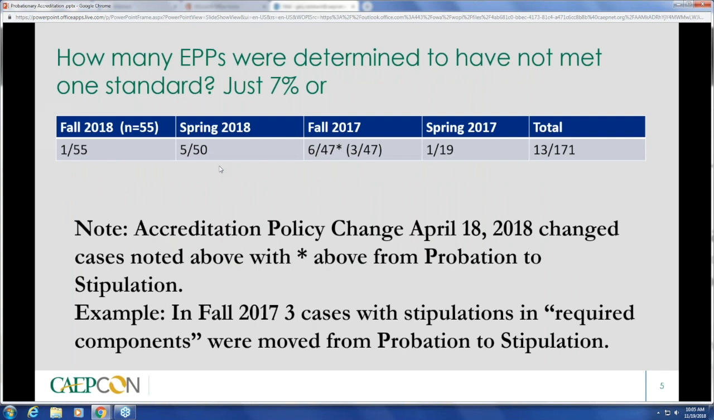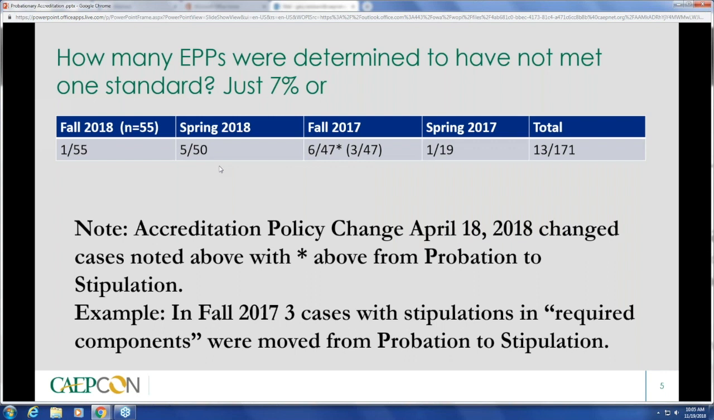So overall, I looked at the last 4 semesters, and if we start on the left here, we had 55 cases that went before the council. We had 1 out of 55 that didn't meet a standard. Spring, we had 5 out of 50. Fall of 17, we had 6 out of 47. Spring of 17, we had 1 out of 19, and that's for a total of 13 out of 171 cases. So that's 7%. However, there was some change after those initial decisions.